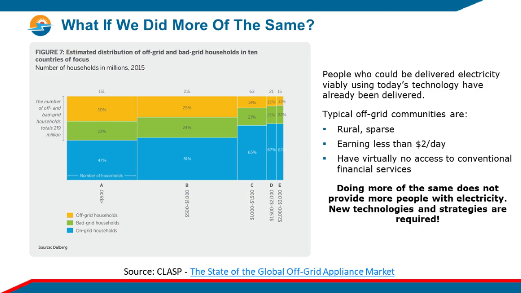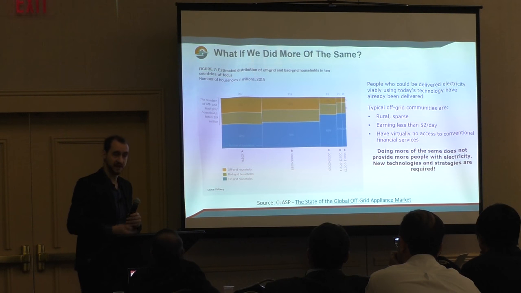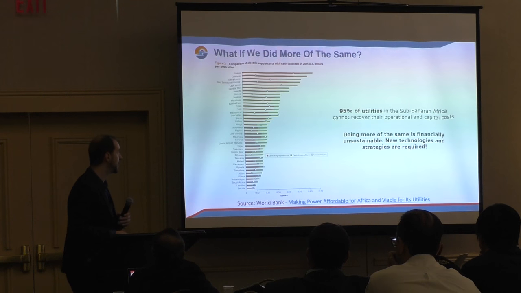And they usually have very, very low purchasing power. We are talking about less than $2 a day. Most of these people have virtually no access to conventional financial services like bank accounts. Most of these transactions are going on in the informal economy, in cash, or more and more nowadays in mobile money. So doing more of the same doesn't provide more people with electricity. It seems that new technologies and strategies are needed to scale deployment.